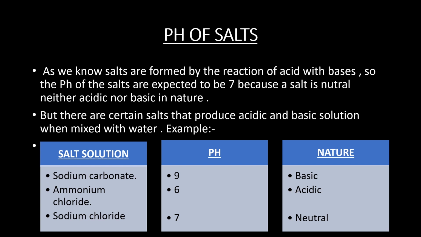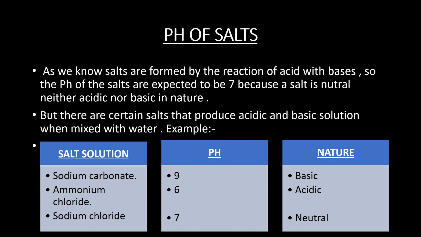If we see the pH of the salts, in some examples they can show basic nature, and in some they can show acidic nature. Certain salts produce acidic and basic solutions when mixed with water. An example is sodium carbonate. The pH of sodium carbonate is 9, that is basic in nature.